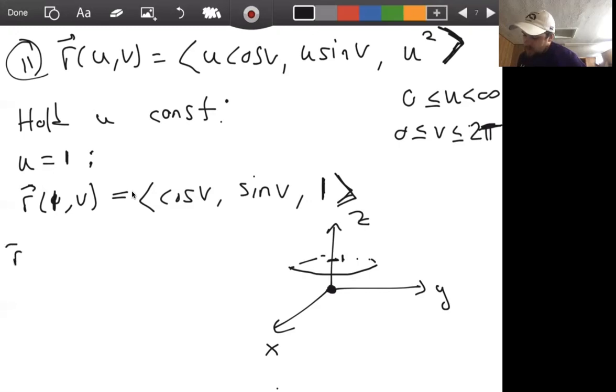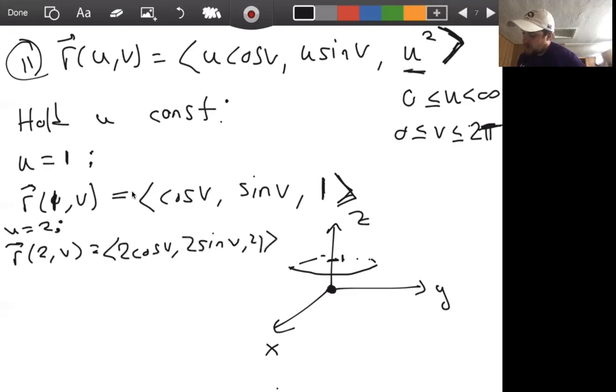Now, what about 2? What about like u equals 2? Well, then r of 2, v is going to be 2 cosine v, 2 sine v, and then 4 because it's u squared, right? And so we're up here somewhere at 4, maybe. Then you can see we have a circle of radius 2 because it's at the height z equals 4, and then x equals 2 cosine v, y equals 2 sine v. You know, from polar coordinates, that's x equals r cosine theta, y equals r sine theta. So this is a circle of radius 2.